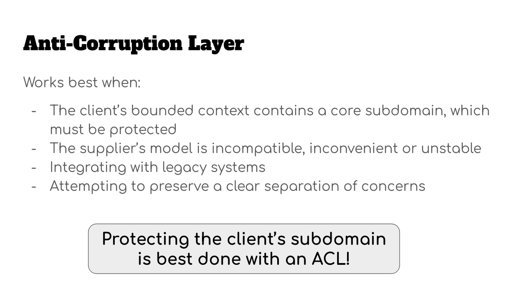2. When the supplier's model is inconvenient or inefficient. If the bounded context of the client conforms to a mess, it too risks becoming one. And finally, 3. When the supplier's contract changes often. ACLs can also serve as a protection layer, a barrier that protects the client's model from the frequent changes in the supplier's contract. This way, when the supplier's contract changes, you only need to update the ACL and nothing else.